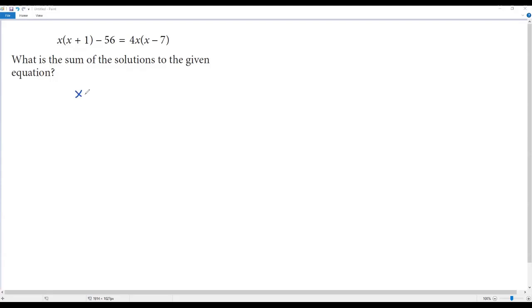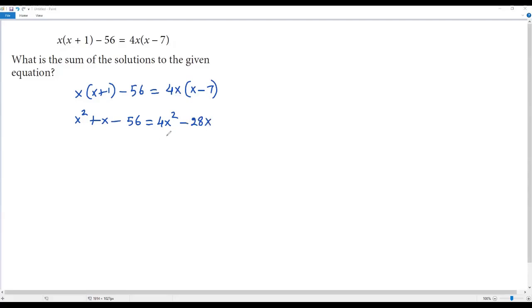So let me write the given equation as it is: x times (x + 1) − 56 equals 4x times (x − 7). Now let me distribute this x to (x + 1). I'm getting x² + x − 56 equals, when I distribute this 4x to x, I'm getting 4x², minus. When I distribute this 4x to −7, it will be negative 4 times 7 is 28, and we have x over here. That x should be written as it is.